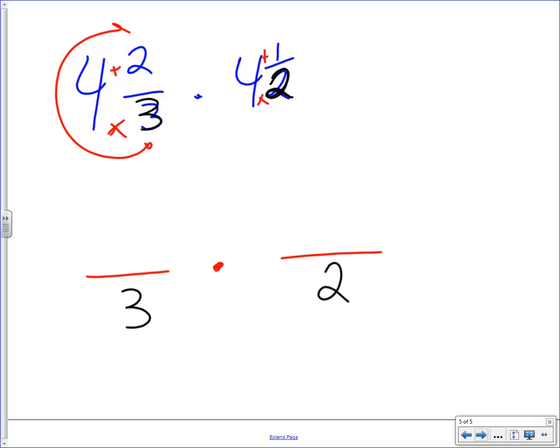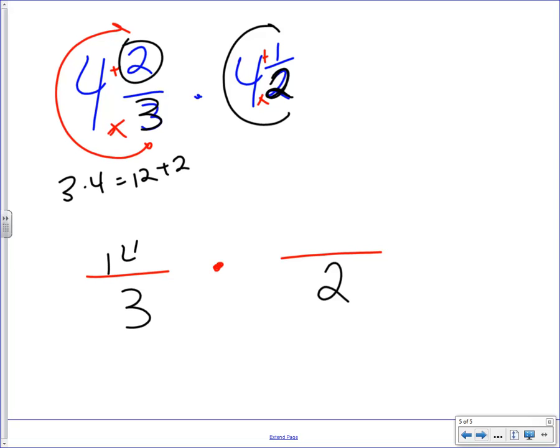So we need to figure out what our numerators are by using that backwards C format. So I have 3 times 4 is 12, and 12 plus this 2 up here gives me 14. On the one on the right, I have 2 times 4 is 8. 8 plus that 1 right up here on the top gives me 9. All right, so now I'm ready to simplify wherever I can.